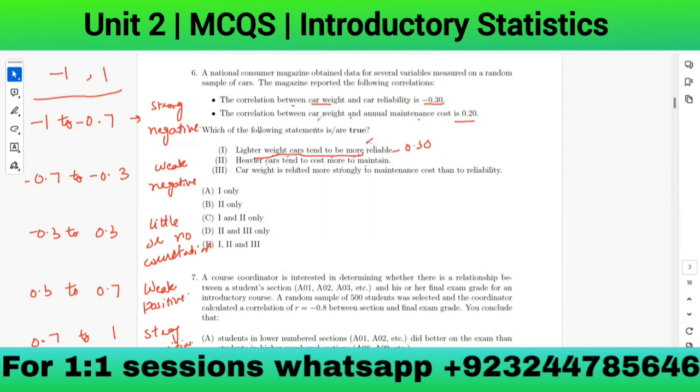Heavier cars tend to cost more to maintain. So correlation between the weight and maintenance is 0.20, which indicates that there is a positive correlation. So as the weight of the car increases, maintenance cost also increases. So this is true. The last one is car weight is related more strongly to the maintenance cost than to the reliability. So obviously it is related to the maintenance cost more strongly. It is 0.20 than to the reliability, which is minus 0.30. So it means all of the three options are correct. So option E will be the correct answer.